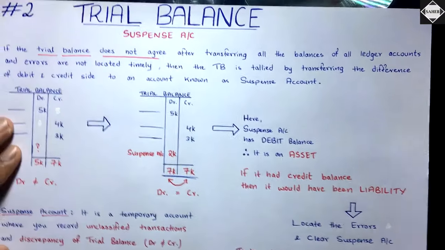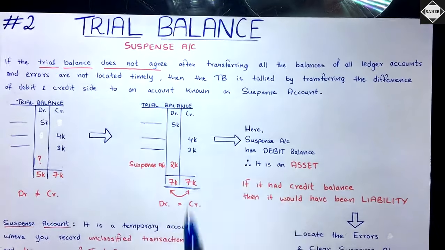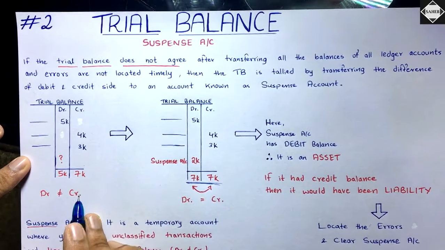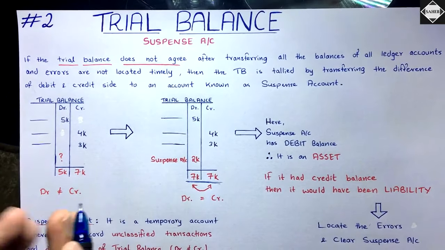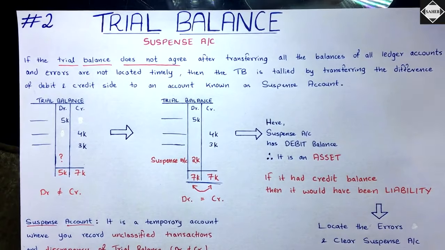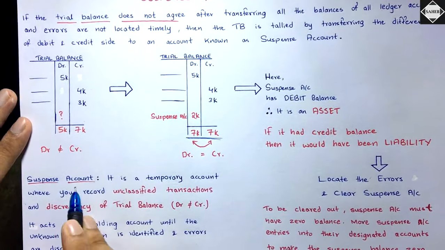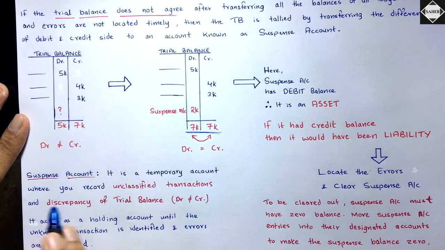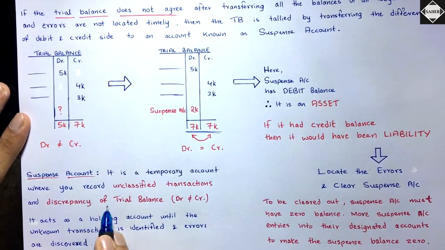Okay. So the primary reason for the suspense account is what? The trial balance discrepancy. The errors in the trial balance. When the debit side is not equal to the credit side, we use the suspense account to finalize the accounts. Is that okay? Clear. See here, what is a suspense account? A suspense account is a temporary account where you record unclassified transactions and discrepancies of the trial balance.